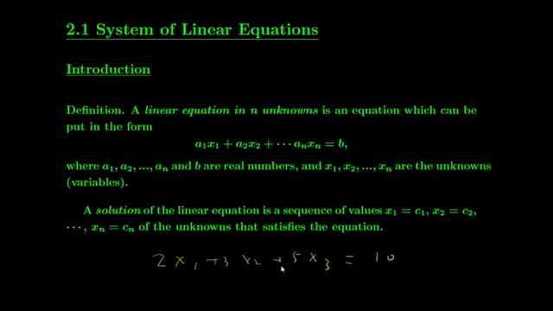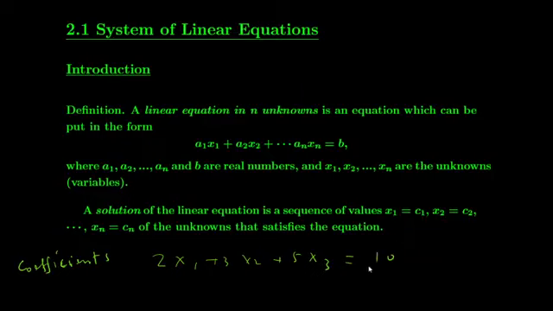I'm going to write something down. Coefficients. So now let's say the coefficient of x1 is 2. The coefficient of x3 is 5. And if we put the equation in standard form, we put the constant to the right of the equation. 10 is the constant term.